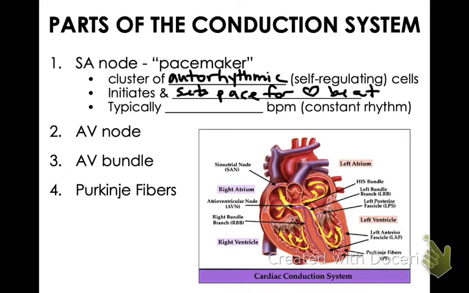Typically, a normal resting heartbeat is anywhere from 70 to 80 beats per minute. Sometimes it's a little bit lower if you're just sitting or sleeping. If you're younger, it's usually a little bit lower too.